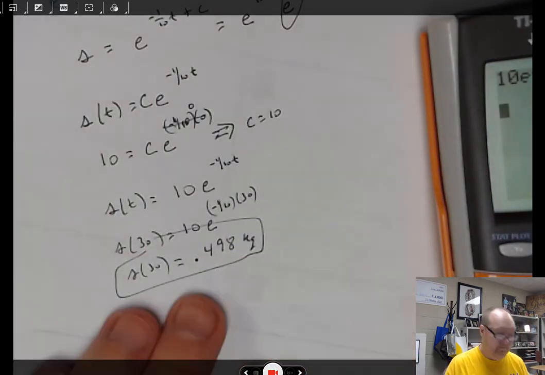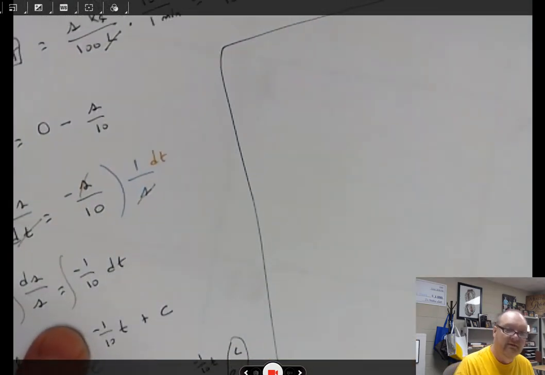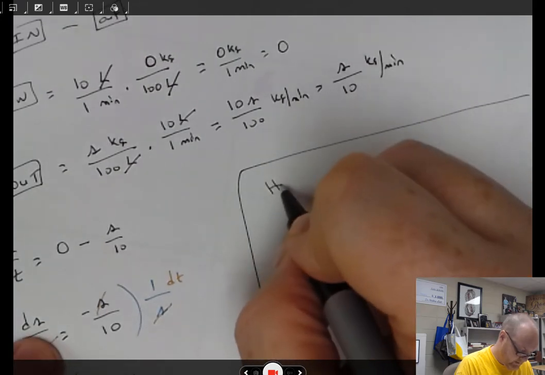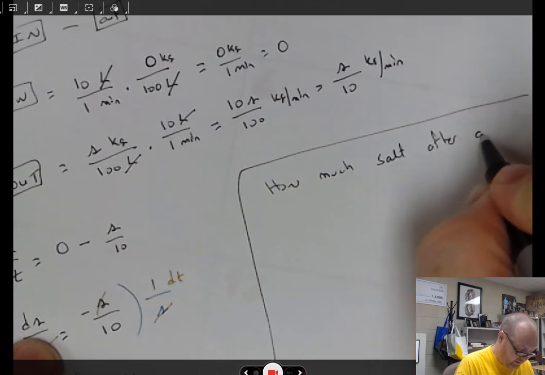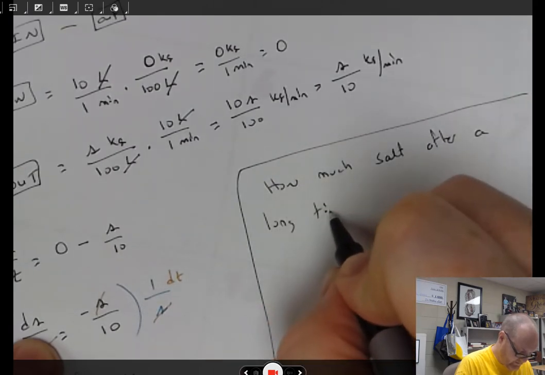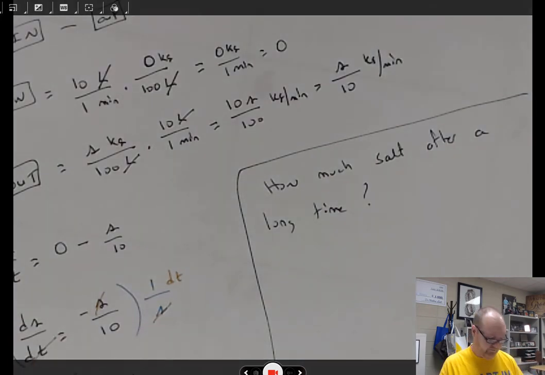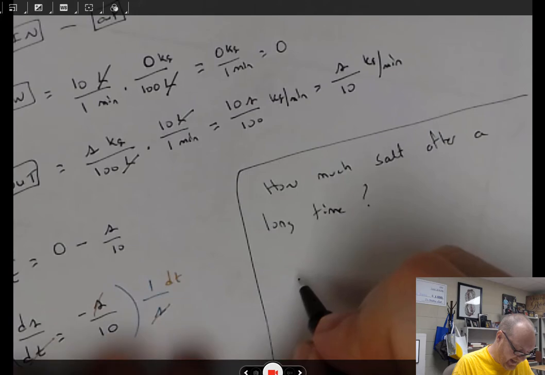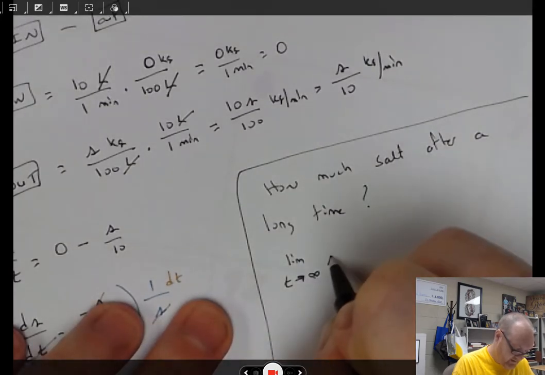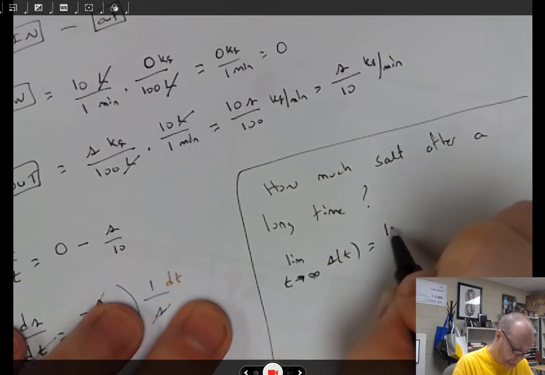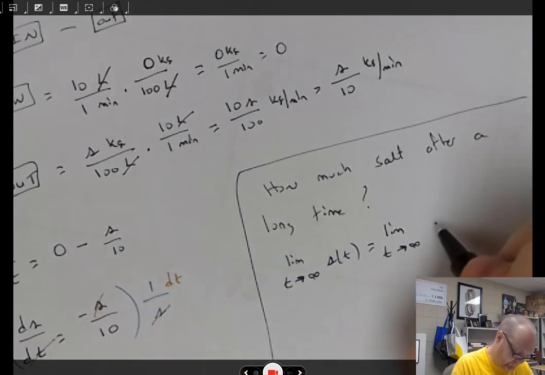Okay. Sometimes it says how much salt, if I had a secondary question, how much salt after a long time, which is not very mathematical at all, is it? But we can interpret that, how much salt after a long time, I can interpret that as the limit as t goes to infinity of that function. And my function is this.